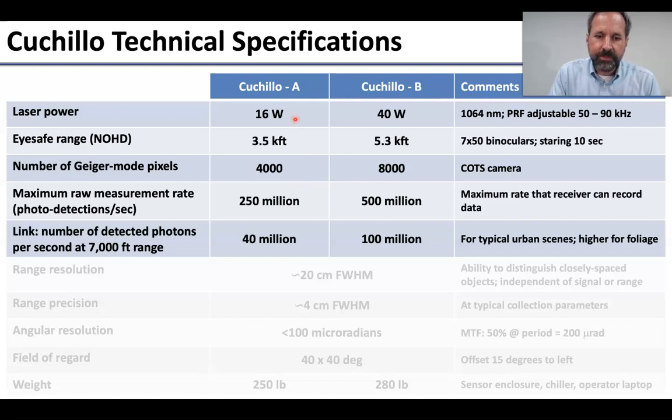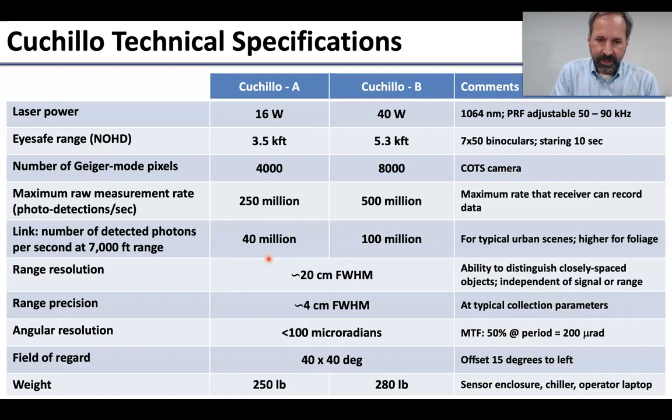The main difference between the A and B version is the B has 2 cameras integrated into it, and so the measurement rates are higher. The recording rate is twice as high for the 2 cameras, and the link, meaning the number of detected photons per second, is higher by about the ratio of the laser powers.